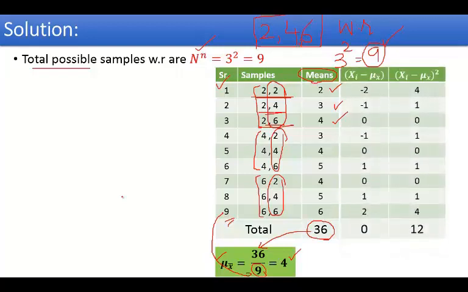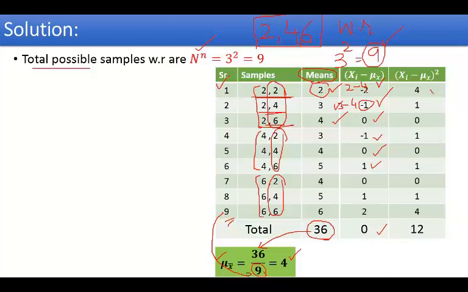Similarly, we can find the variance of all sample means. So for variance, you have to subtract. For example, this minus 4 is basically 2 minus 4. 2 minus 4 is equal to minus 2. Similarly, 3 minus 4 is equal to minus 1. So this is basically x bar minus mu of x bar, right? The sum of this will always be 0, as we discussed during the lectures on central tendency, that this is the property of the arithmetic mean, that the sum of the deviations is always 0.